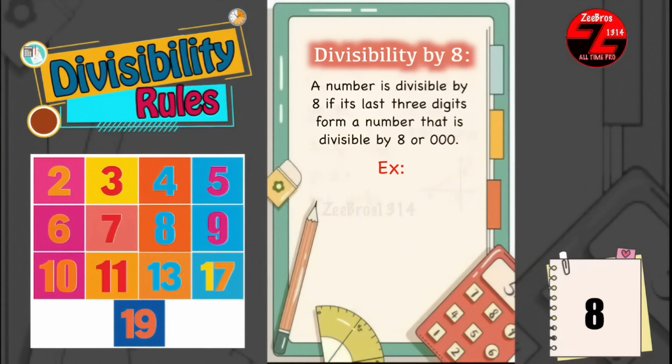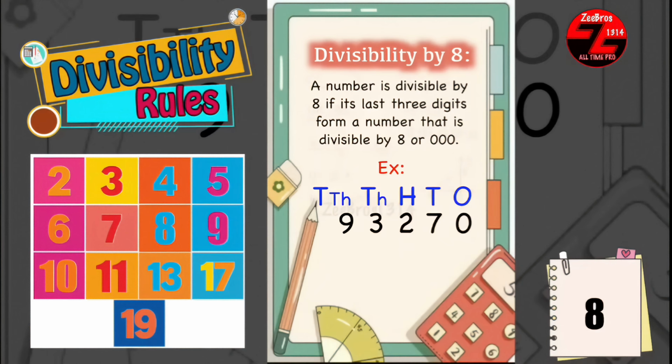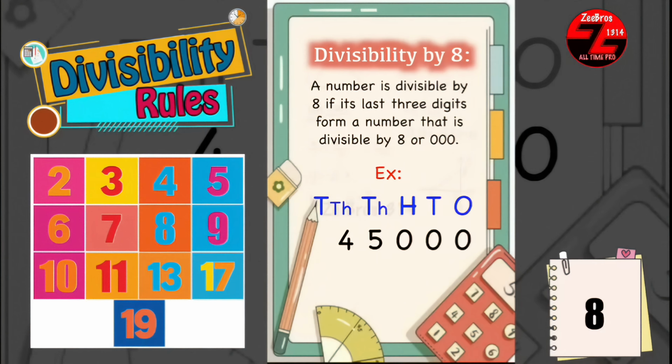Let's take another example. 93270. Here, the last three digits of the number are 270. When we divide 270 by 8, it gives a remainder. So, 93270 is not divisible by 8. Let's take another example. 45000. Here, the last three digits of the number are 000. So, by looking at the number, we can say this number is divisible by 8.